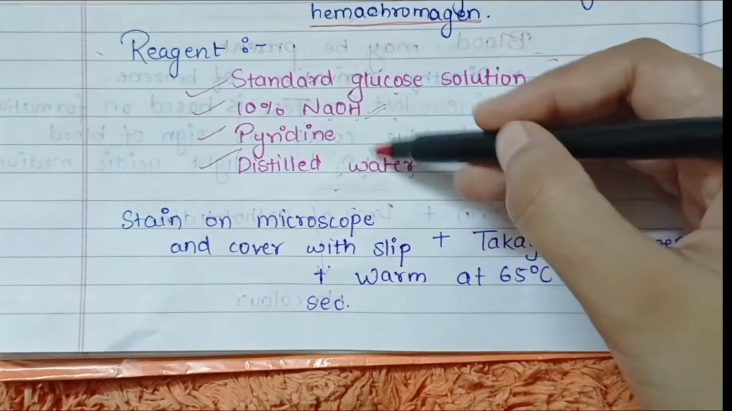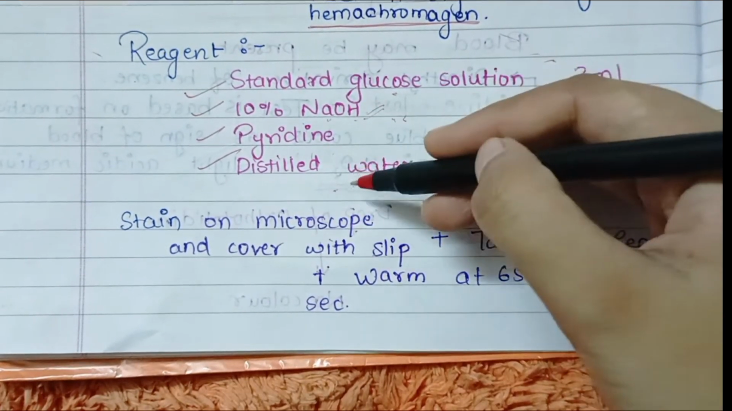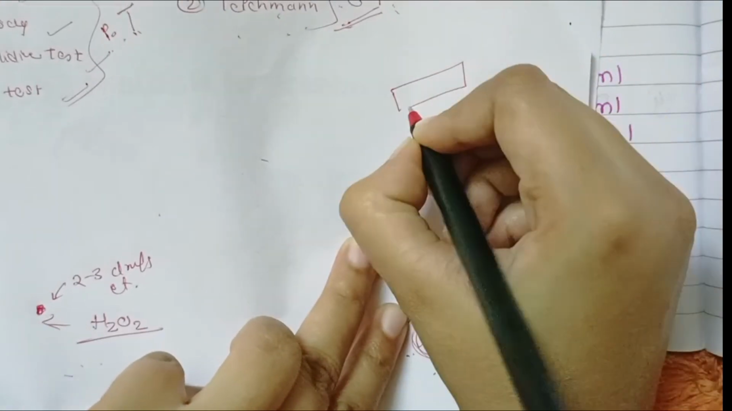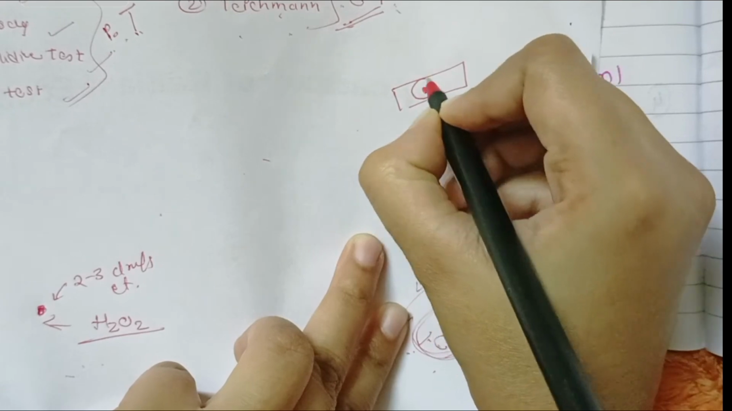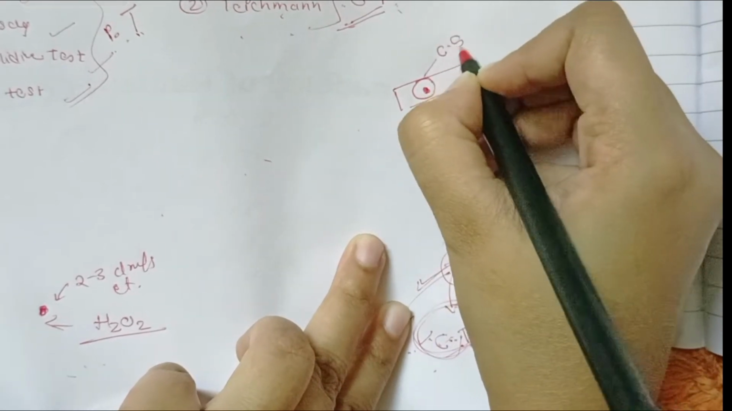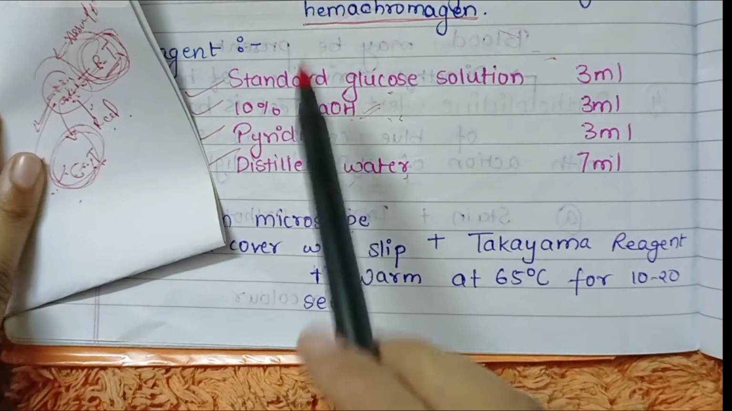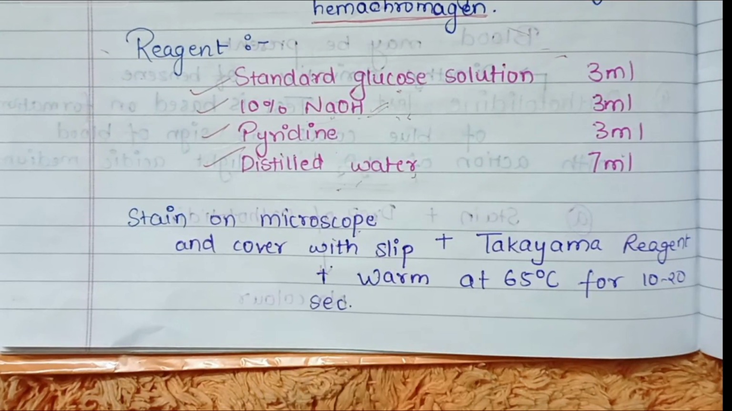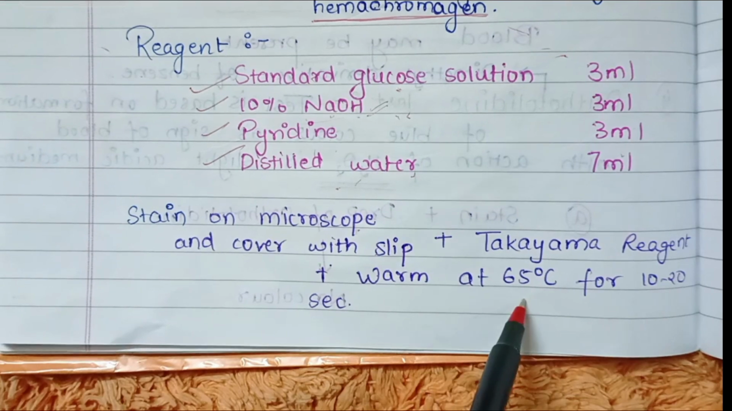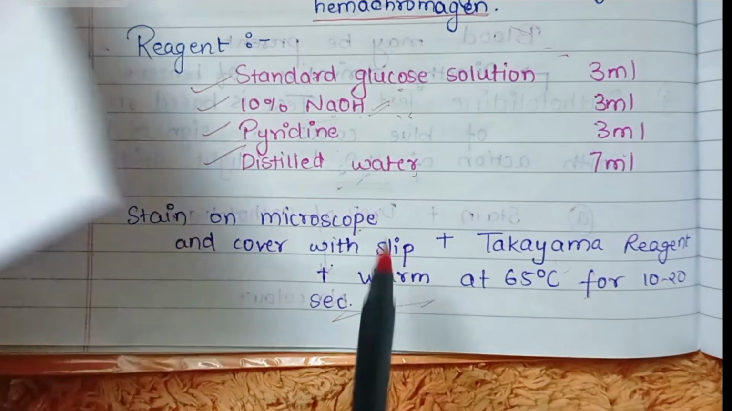The blood stain will be taken on a microscope slide, and make sure to put a cover slip on it. Here we take the blood sample and put a cover slip on it. Now this reagent is known as the Takayama reagent. This reagent will be prepared and warmed at somewhat 65 degrees centigrade for almost 10 to 20 seconds.